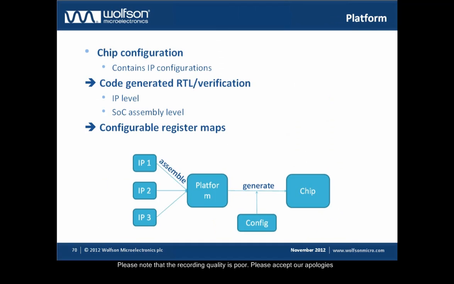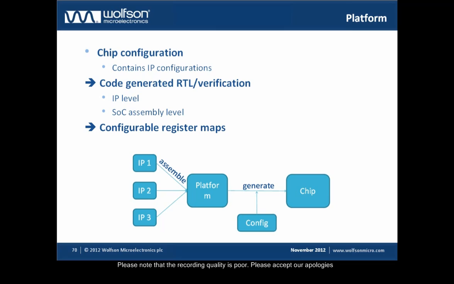So that leads to a platform approach, actually, which we adopted at Wolfson. So you've got a central platform which describes most of your design, and each derivative itself is only described then as a configuration file, pretty much. And that configuration file for each derivative contains the configuration for each IP as well. So from all this configuring, we then code-generate not just the RTL, we also code-generate the verification, or make it configurable that way. We also code-generate the register map.